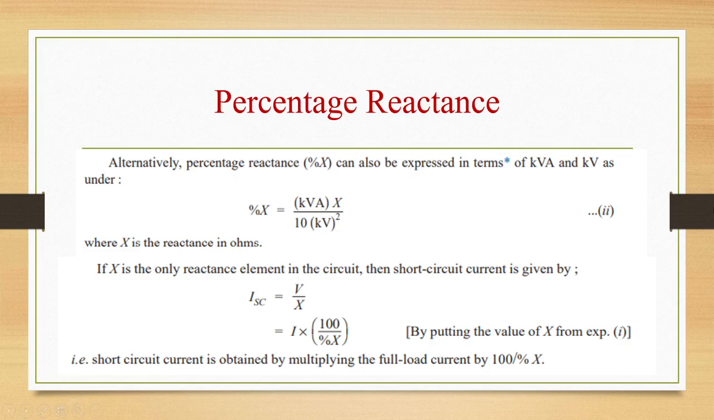If X is the only reactance element in the circuit, then short circuit current will be given as ISC is equal to V by X, or ISC is equal to I into 100 by percentage X. So short circuit current is obtained by multiplying the full load current by 100 by percentage X. So short circuit current is equal to full load current into 100 by percentage X.